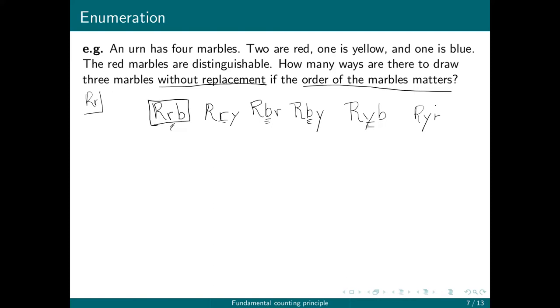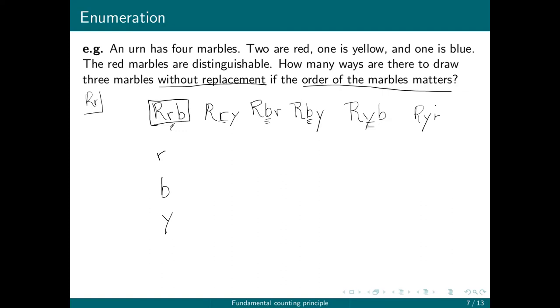Okay, great. So that's the six options that arise if I pick the big red marble to be my first one. But that wasn't my only choice, right? I could also have picked the little red marble to be my first one. I could have picked the little blue marble to be my first one. And I could have picked the little yellow marble to be my first one.